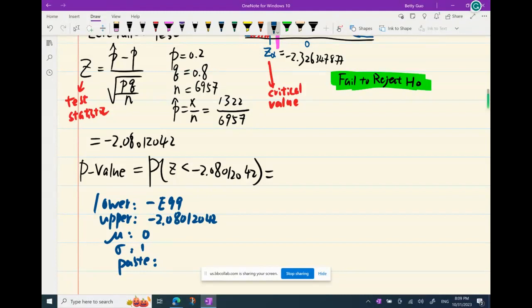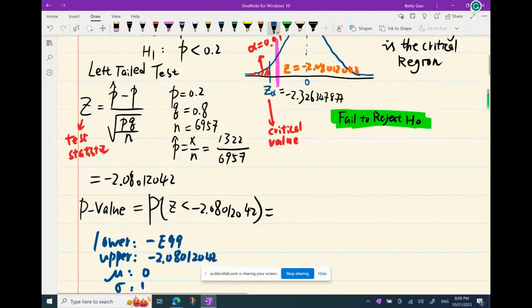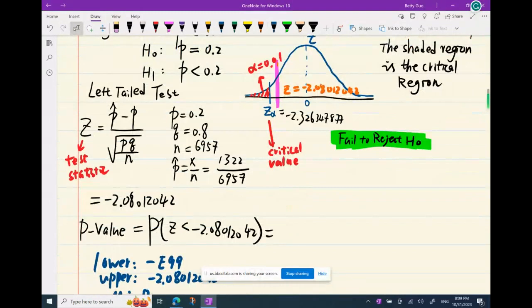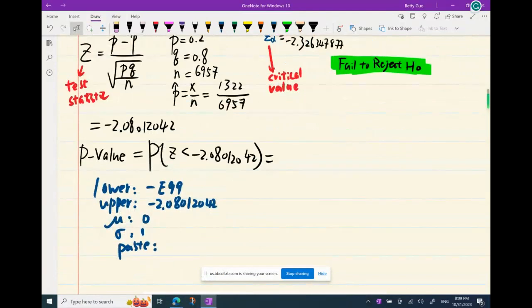The probability I got must be bigger than 0.01. Actually, just by looking at the graph you know, because z is on the right of z sub alpha. Of course, the area to the left of z is bigger than the area to the left of z sub alpha. Sometimes the question asks you to find the exact value. My exact value is 0.01, which is pretty reasonable. It's a little bit bigger than 0.01.